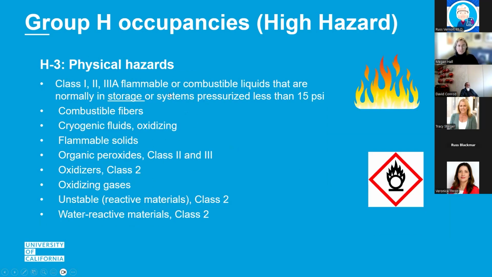So the H3s would be flammable combustible liquid storage. These are great for storage rooms, combustible fibers, oxidizing cryogenics or oxidizing gases, flammable solids, and the lower level peroxides and unstable reactives. So these are things that are flammable and things that are oxidizers. These are great solutions for flammable liquid storage rooms, or let's say you have a room supporting your hospital that has a lot of medical gases. You could have unlimited oxidizing gases in an H3 occupancy.